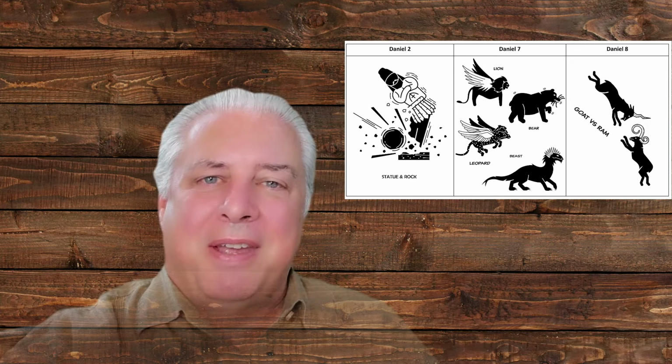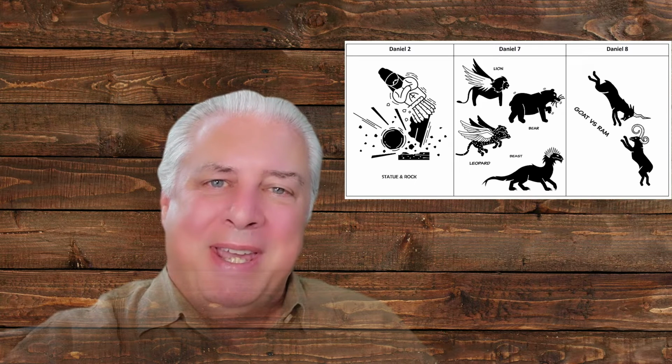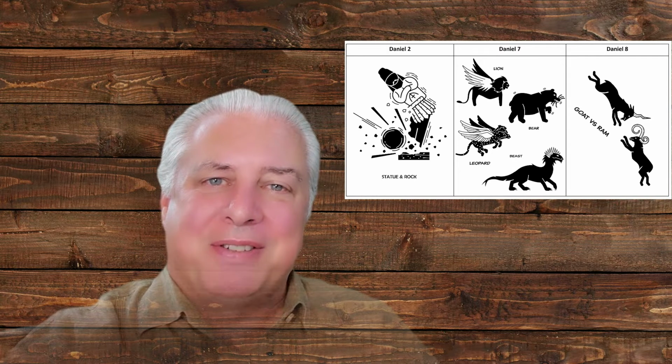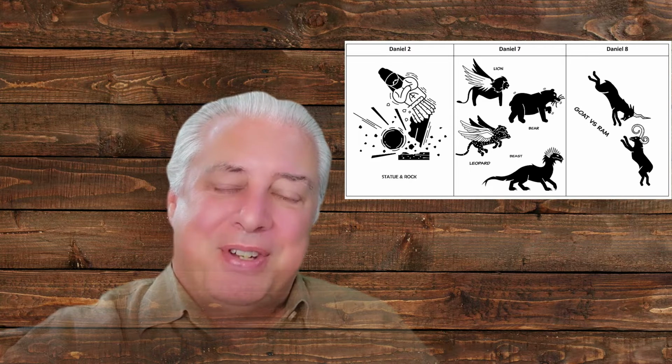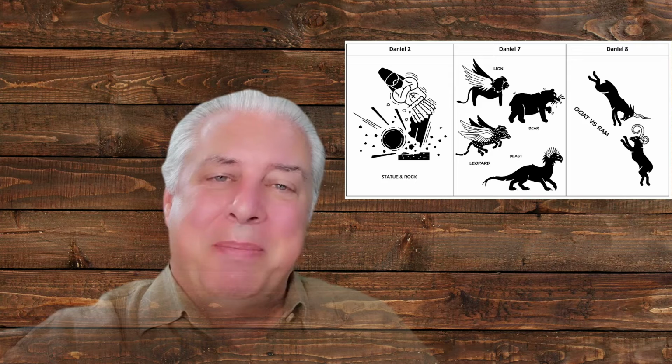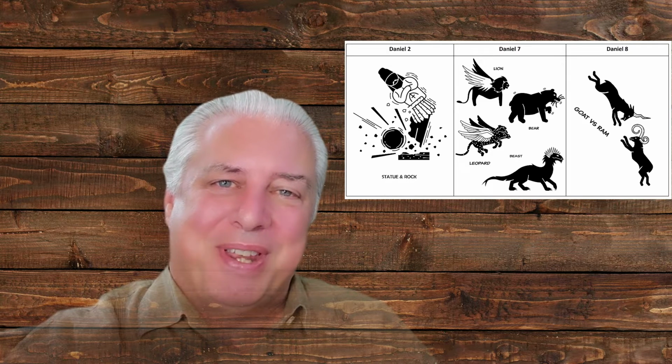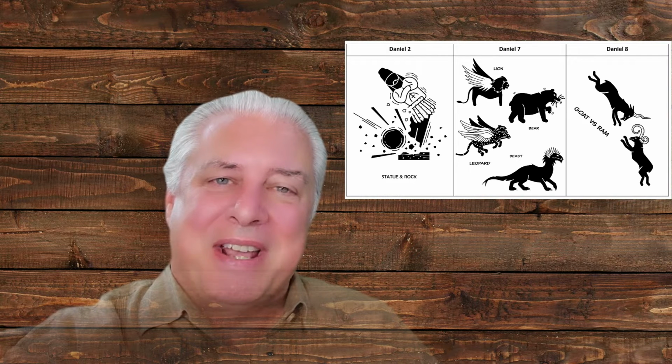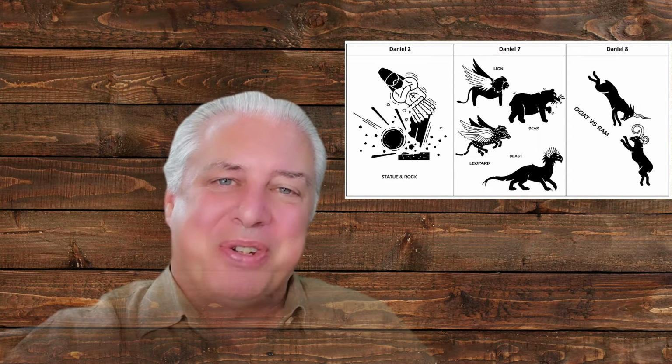Now let's take a first look at those 3 key kingdom images as we find them in the book of Daniel. As we mentioned in our last session, we find them in chapters 2, 7, and 8. In chapter 2, we had that intimidating vision of a statue with a head of gold, arms and chest of silver, a belly and thigh of bronze, legs of iron, feet of iron and clay. Then a rock that comes and destroys the whole statue.